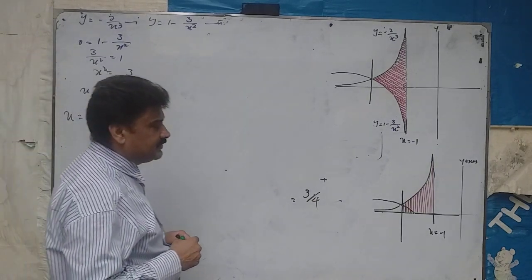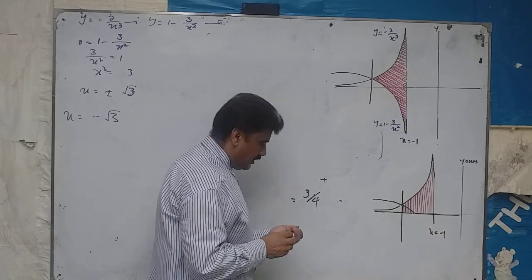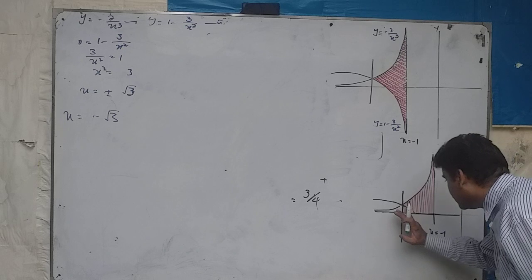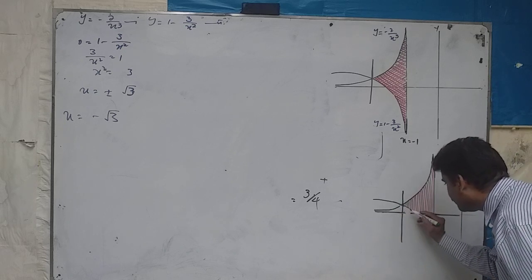We now find the value of this smallest area. I now want to show you this smallest area by green lines.